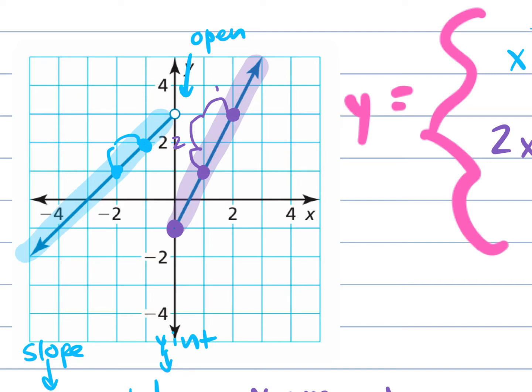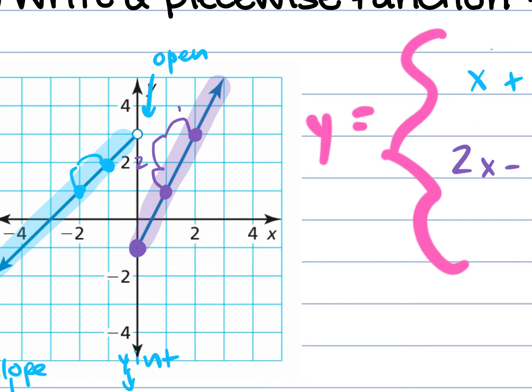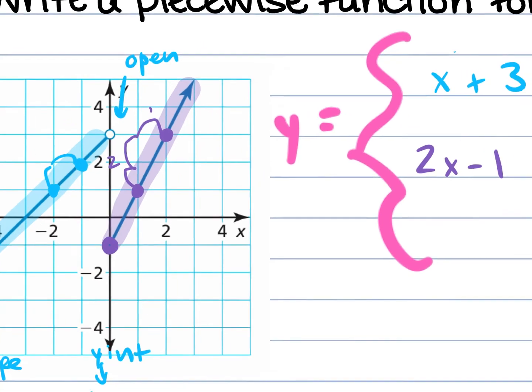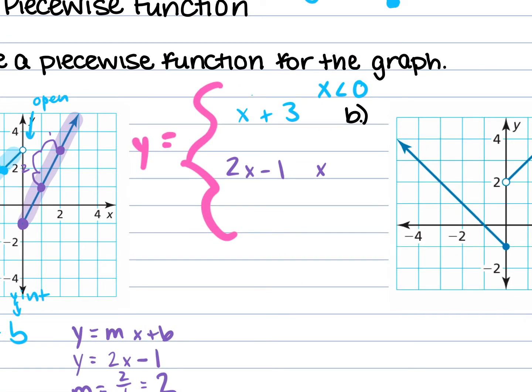0. So are we talking about numbers that are greater than 0 for our x or less than 0? Greater. We're talking about x values that are like 1, 2, 3, 4. So greater than 0. So I would put x is greater than 0. Is it just greater than or equal to?